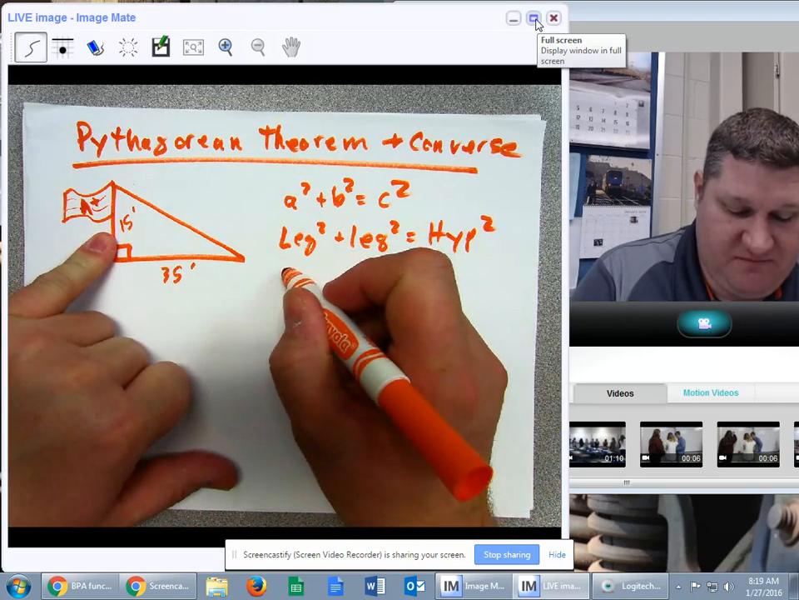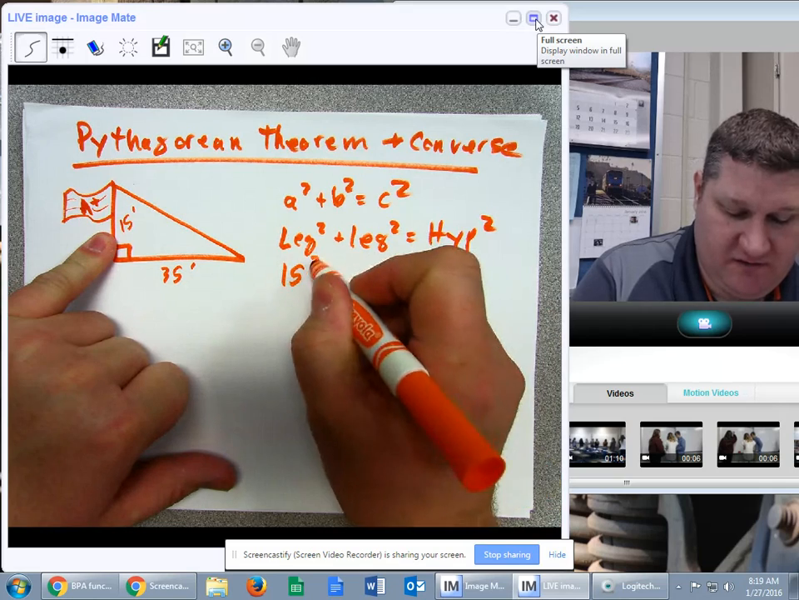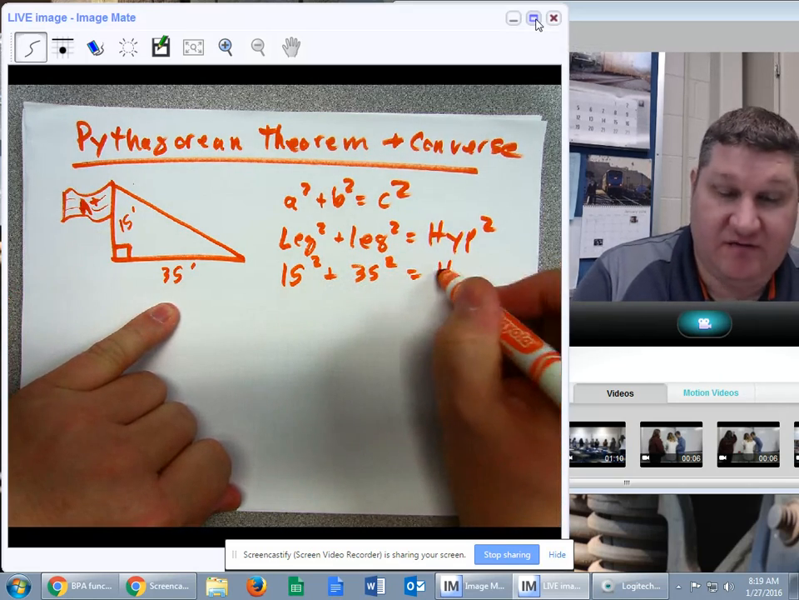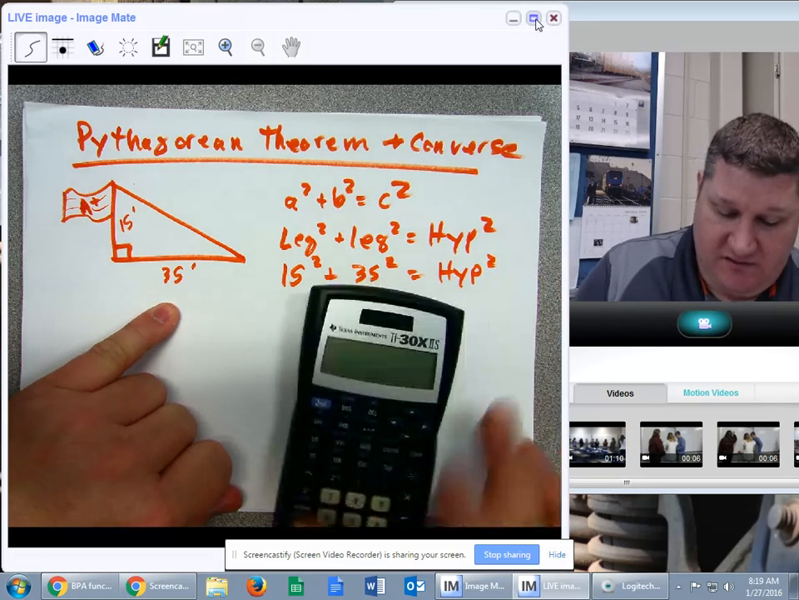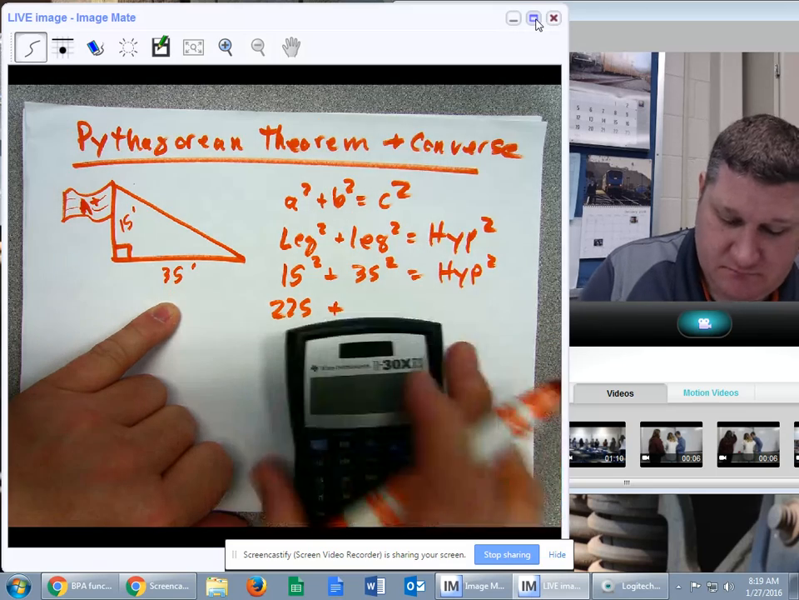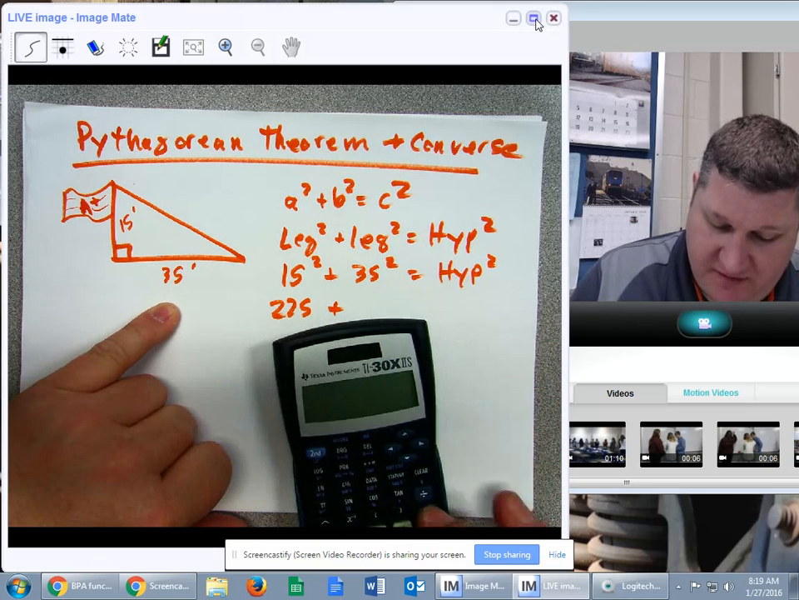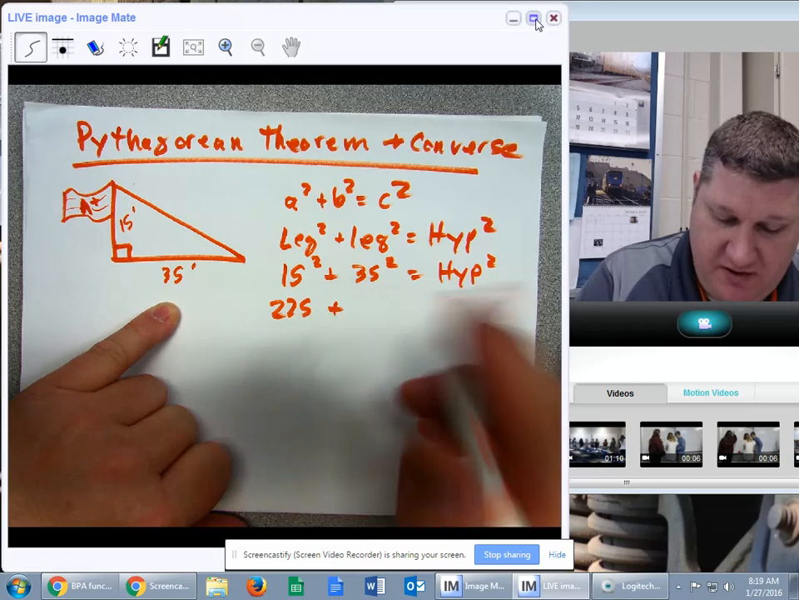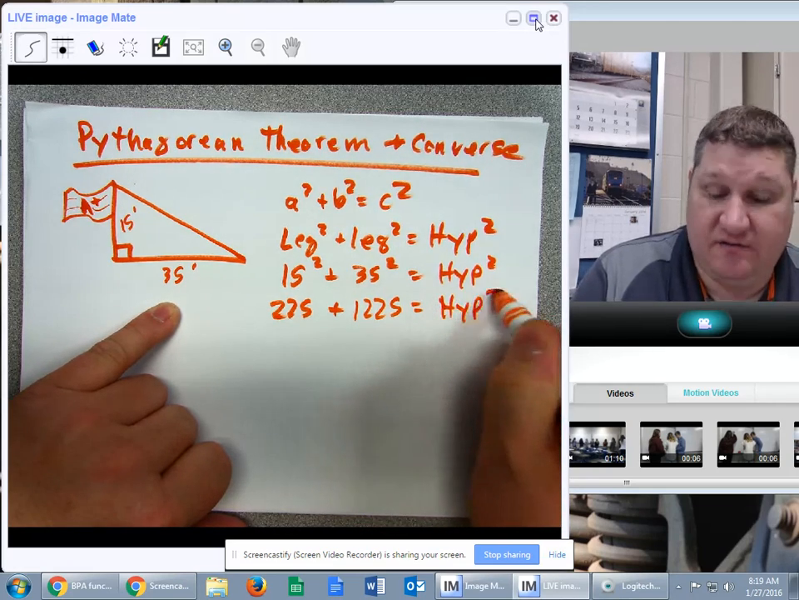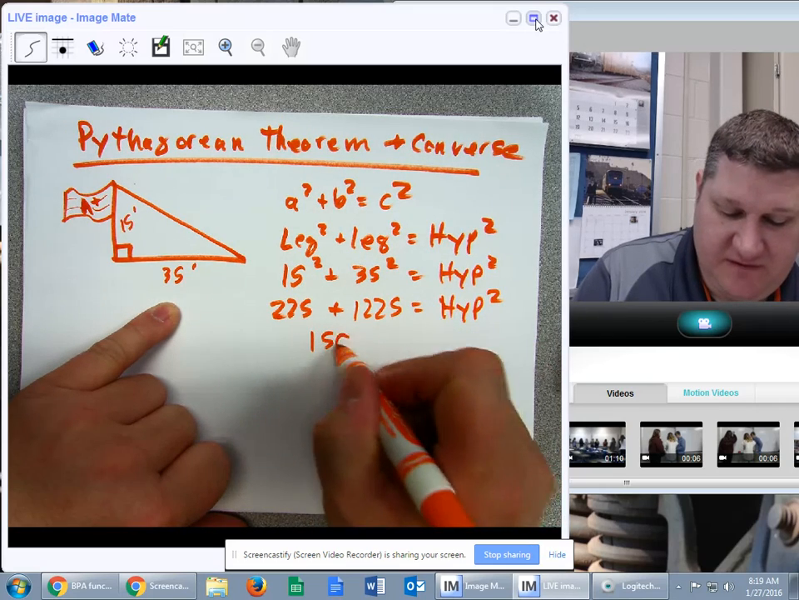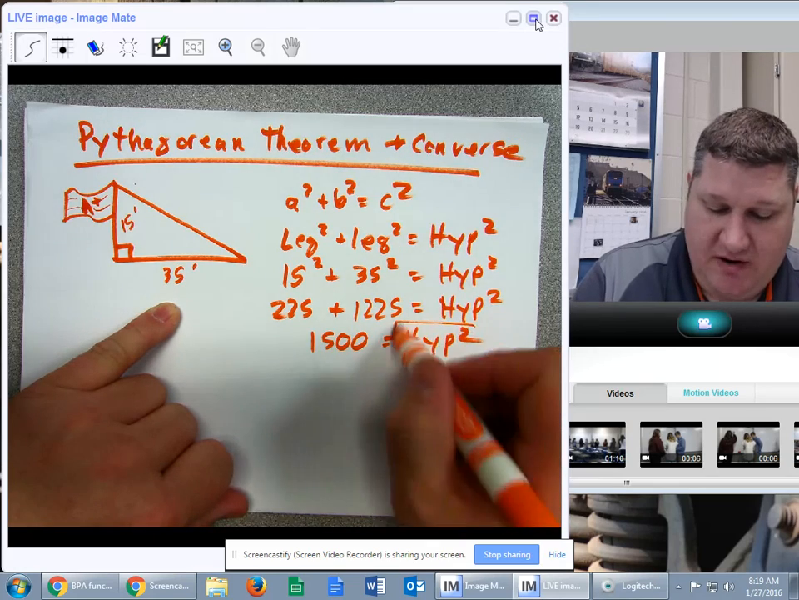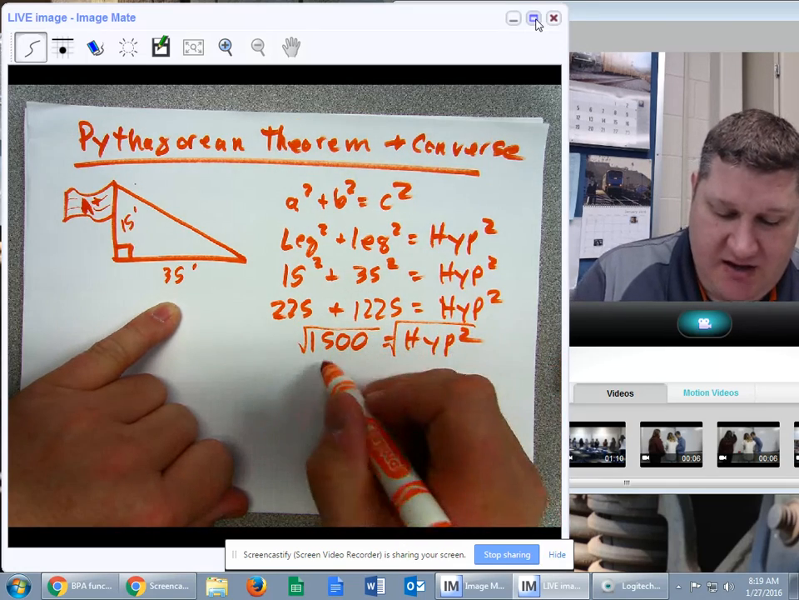Okay, so we have a squared plus b squared equals c squared. I have 15 as one leg, so I square it, plus 35 as another leg, so I square it, equals hypotenuse squared. So 15 squared is 225, plus 35 squared, 35 times 35, or you could use the square button, is 1225, equals hypotenuse squared. That gives me 1500 equals hypotenuse squared, and so I square root both sides, and I have to simplify.